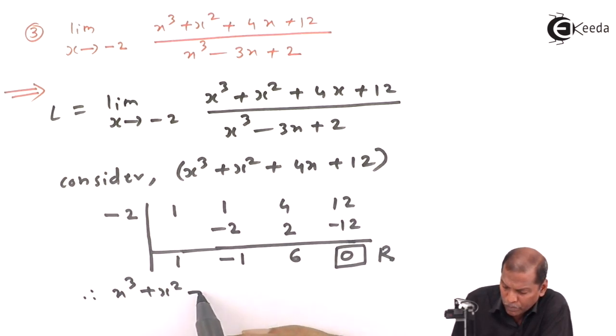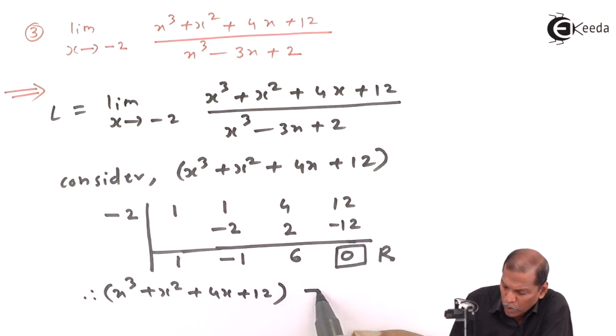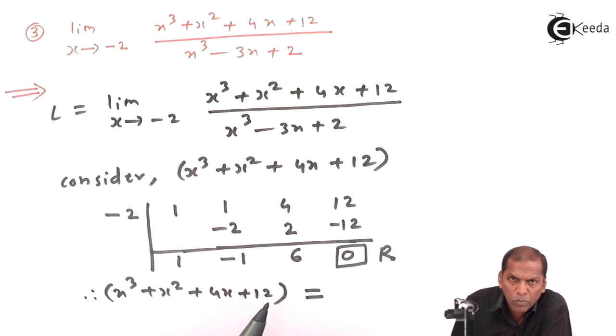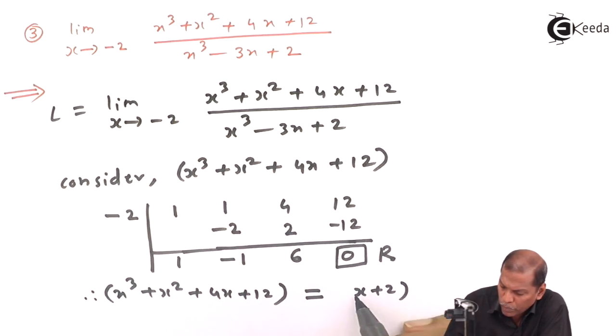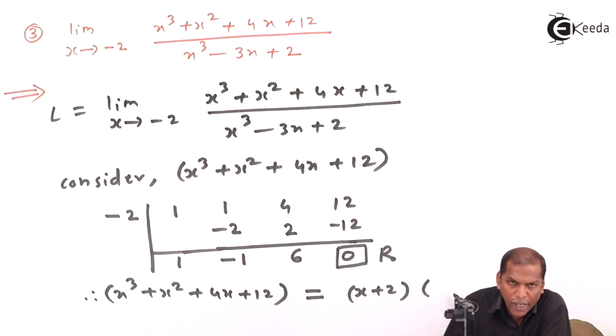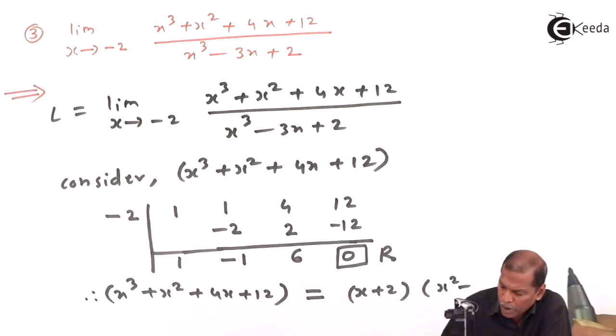and therefore the given expression, x cube plus x square plus 4x plus 12, is equal to x plus 2, and in the second bracket we have x square minus x plus 6.